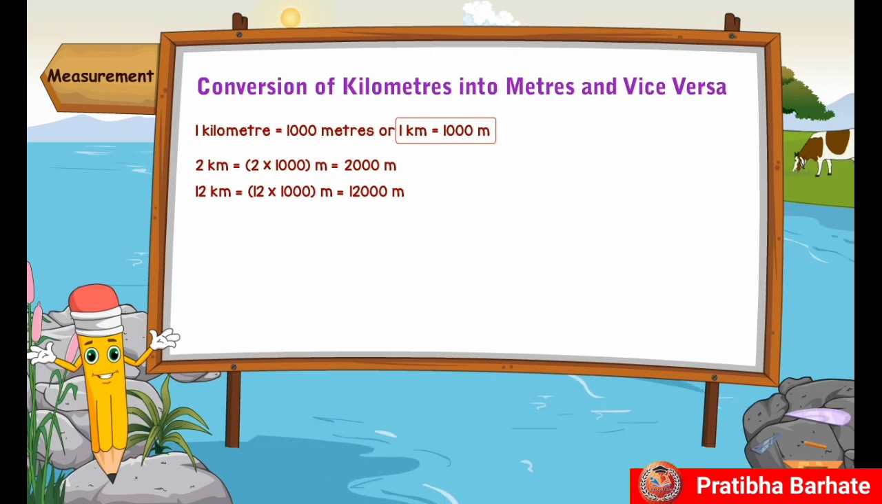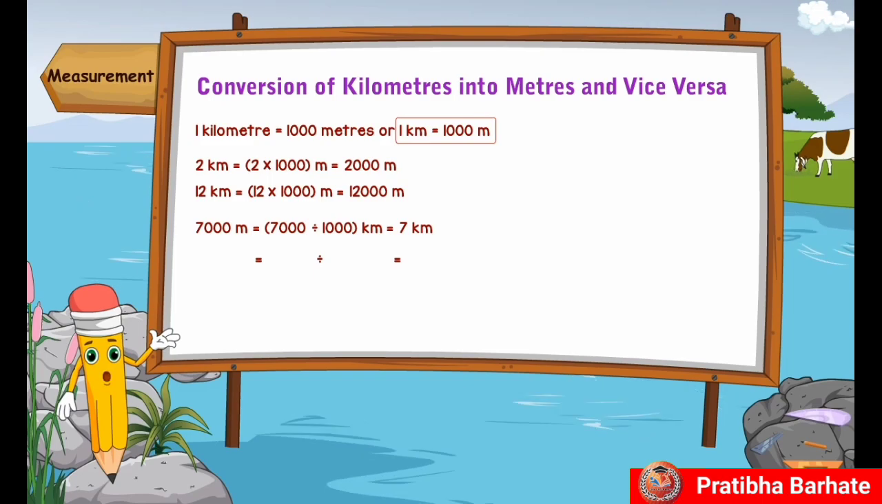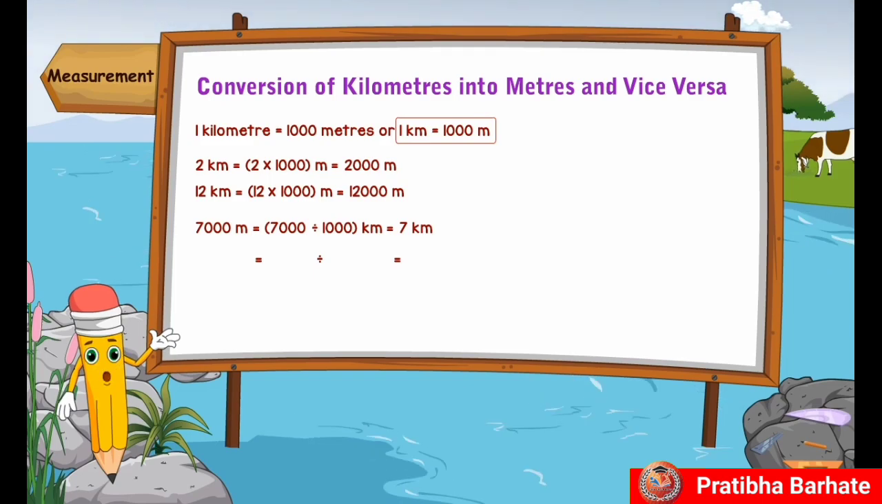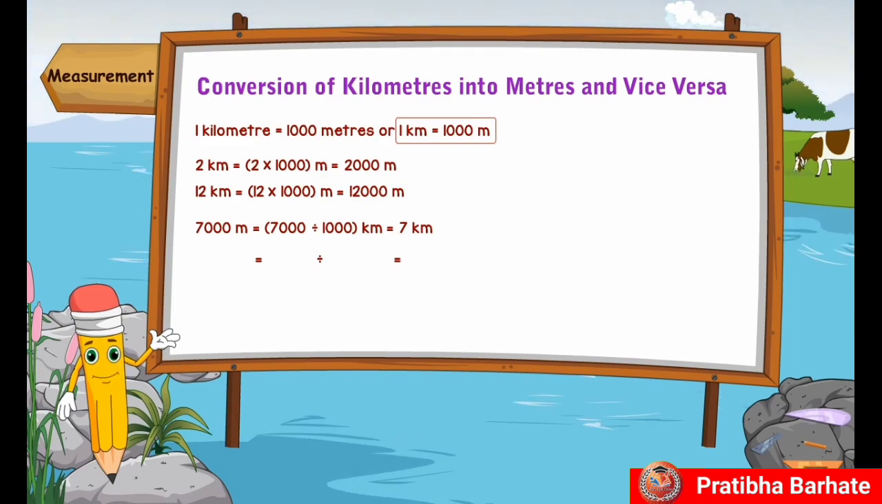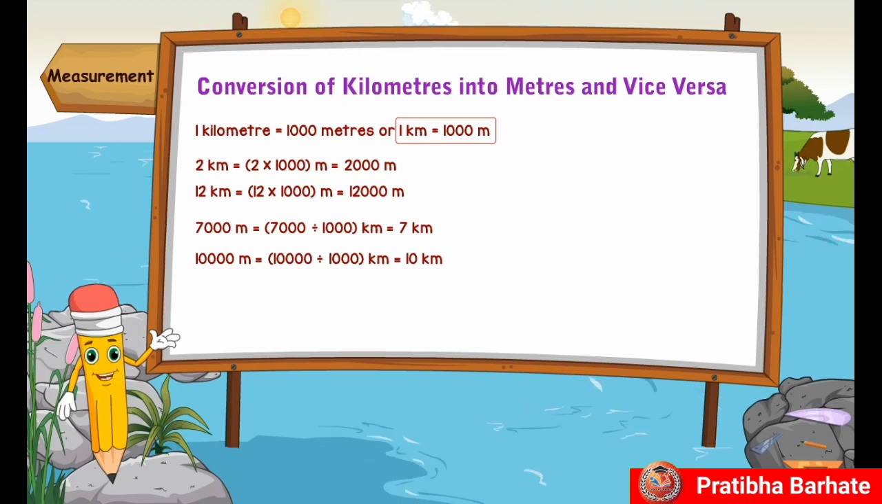We can convert meters into kilometers by dividing by 1000. For example, 7000 meters is equal to 7000 divided by 1000 kilometers, which is equal to 7 kilometers. 10,000 meters is equal to 10,000 divided by 1000 kilometers, which is equal to 10 kilometers.